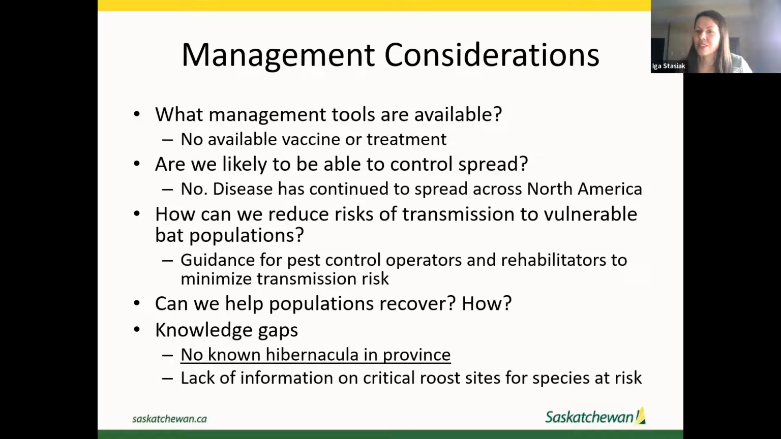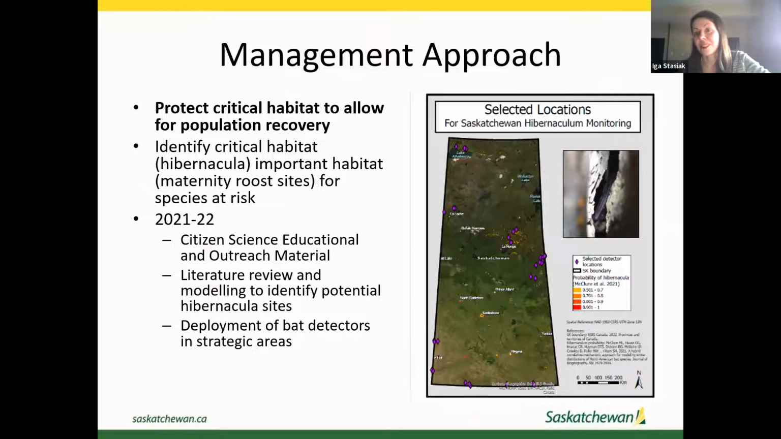So then we sort of refocus and think about, okay, well, if we can't control the disease itself, what can we do? And can we help these populations recover? And if so, how? And so what we've identified is that we actually have very little understanding of bat populations in the province. We don't have any known hibernacula in Saskatchewan, and very little information on critical roost sites or maternity roosts, where these animals have their pups and raise their pups. So our approach has been to focus on both identifying and protecting critical habitats so that we can allow for population recovery. So rather than focusing on disease itself, we're going to be focusing on the habitat here to try to identify critical sites that these bats are using.